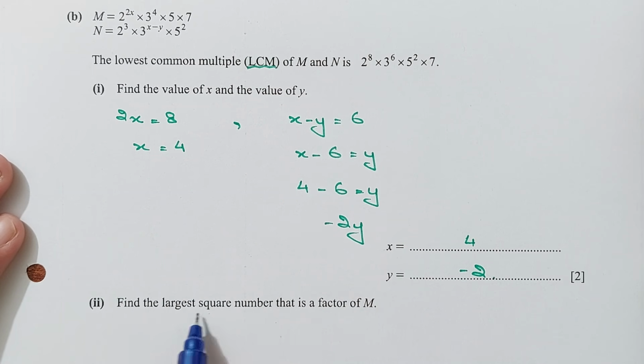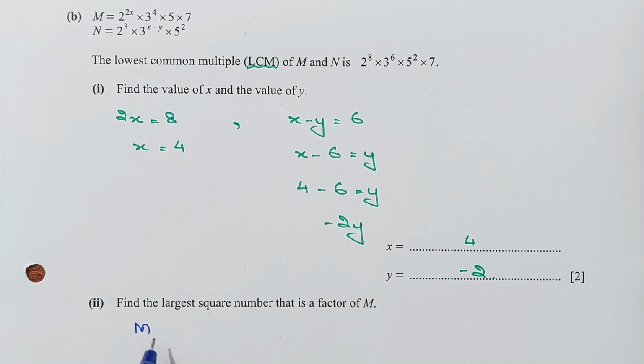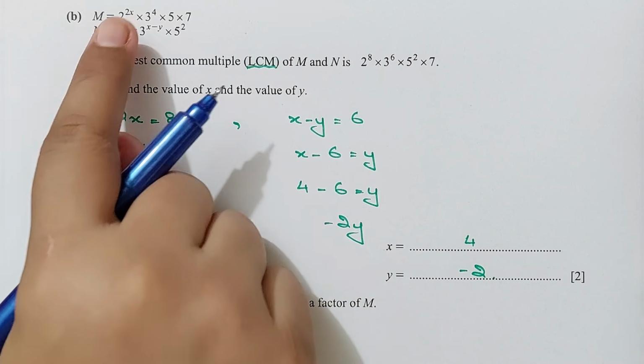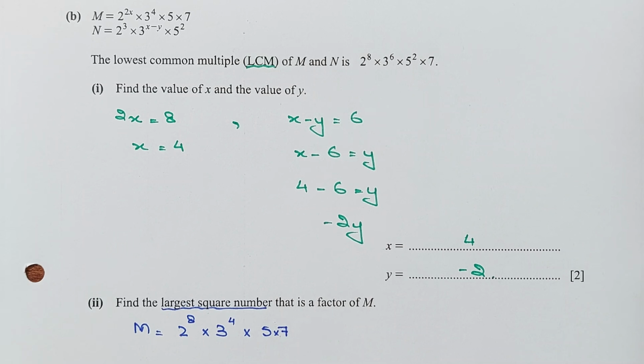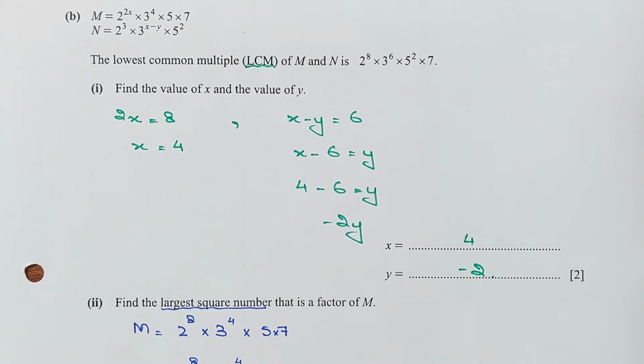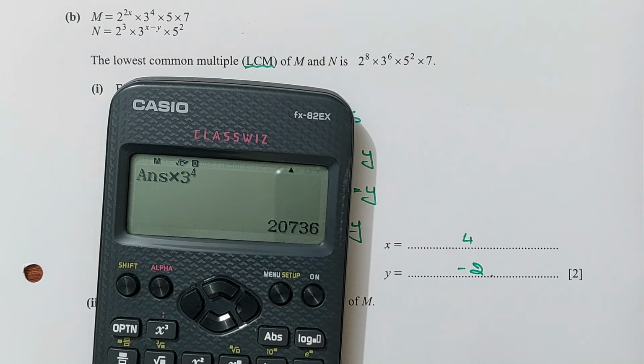Now for the second part, find the largest square number that is a factor of m. First let me write down m, which is 2 power 2x, 2 times 4 is 8, times 3 power 4, times 5 times 7, sorry. Right. So the largest square number that is a factor of m is 2 power 8 times 3 power 4, because these are even powers and these are odd powers, right? So this is 2 power 8 times 3 power 4, which is 20,736.